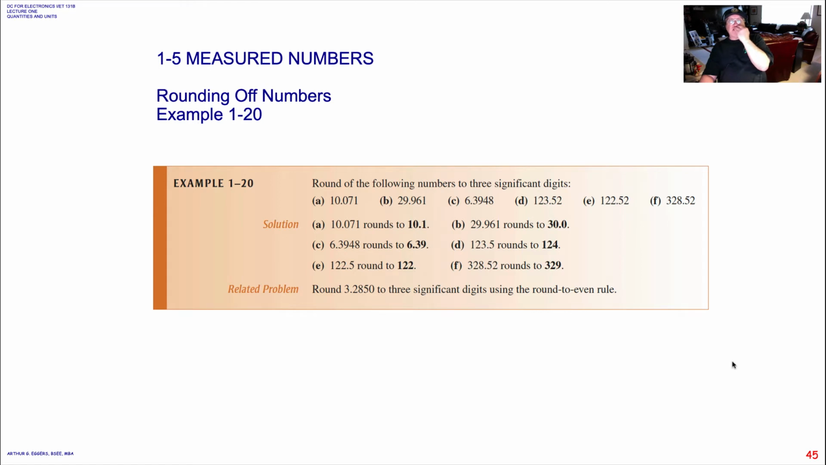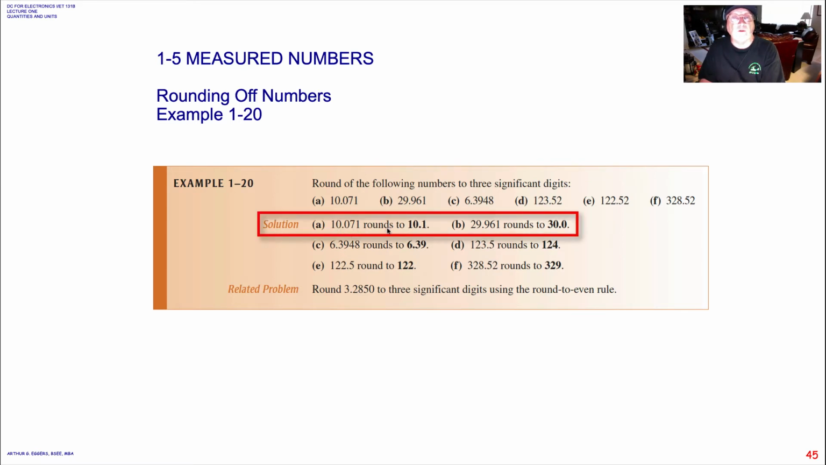So again, looking at examples, round the following numbers to 3 significant digits. So we've got, I don't know, half a dozen examples here, so we're going to look at them individually. If we look at 10.071, we can round it off to 3 digits. The 1 doesn't change the 7, but the 7 changes the 0 to 1. So you have 10.1. 29.961 rounds all the way up to 30, and you can take it one at a time. The 1 does not round the 6, but the 6 rounds the 9, the 9 rounds the 9, and that 9 rounds to 30. So it rounds all the way up to 30.